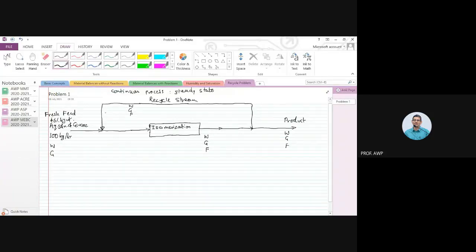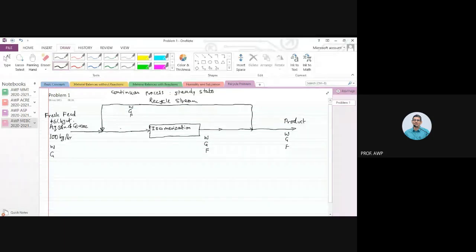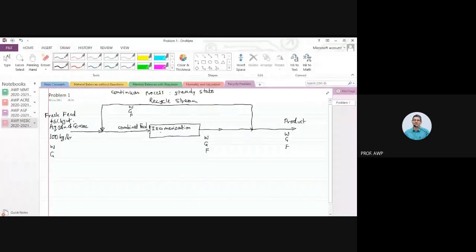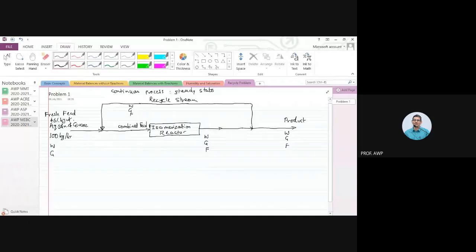This recycle stream and the fresh feed mix, and that together is called the combined feed. And it is this combined feed that goes to the isomerization reactor. So obviously when I mix a stream of water and glucose with a stream of water, glucose and fructose, I will have water present, glucose present and fructose present.